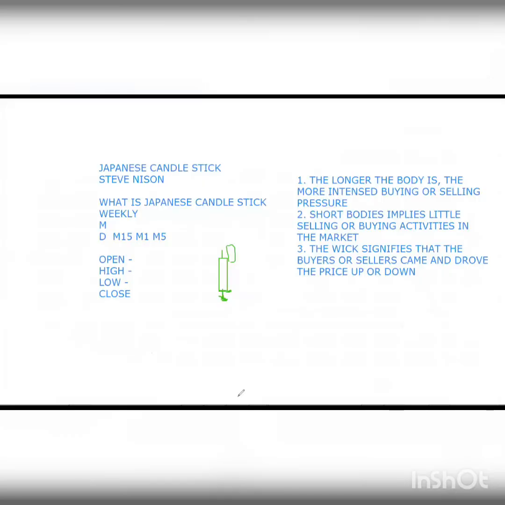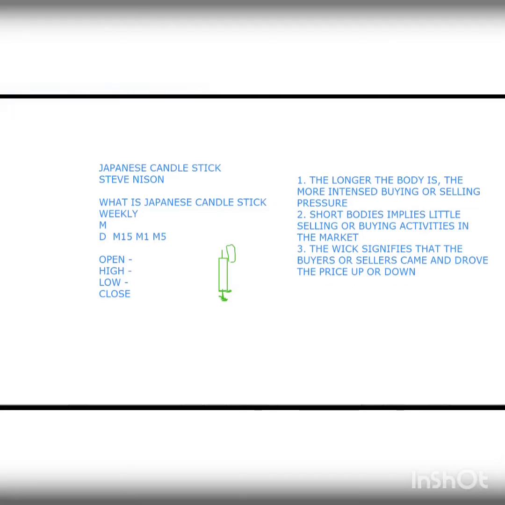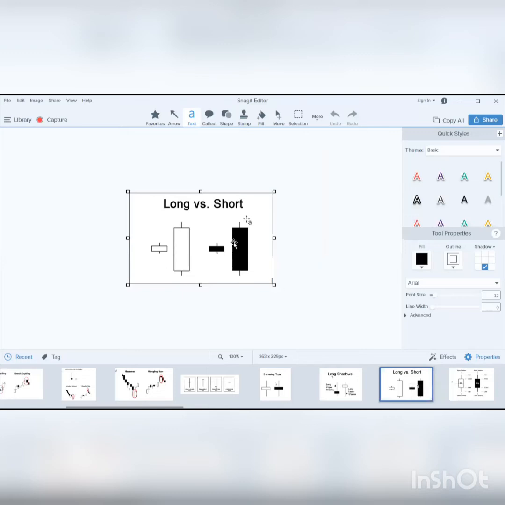but we just really need to know it. So the longer the body is, the more intense the buying and selling pressure. The shorter the body, it implies little selling or buying activity in the market. And then the wick, when there's a lot of wick, it basically signifies that the sellers are trying to push it down. So this is just basically the long body, guys. This is a long body candle.